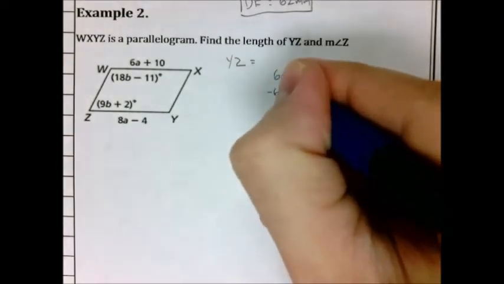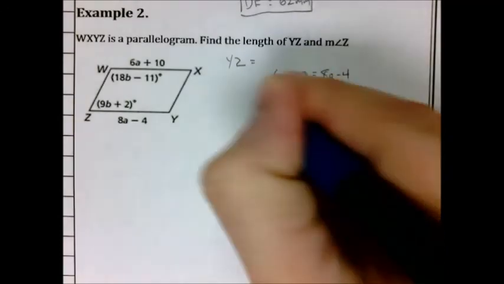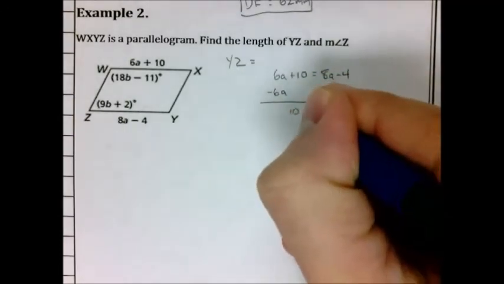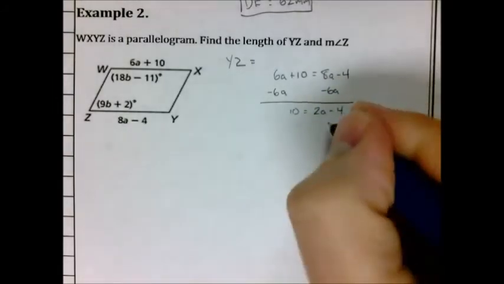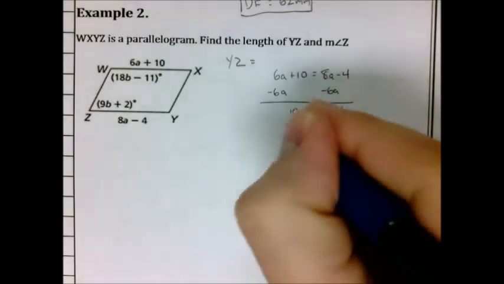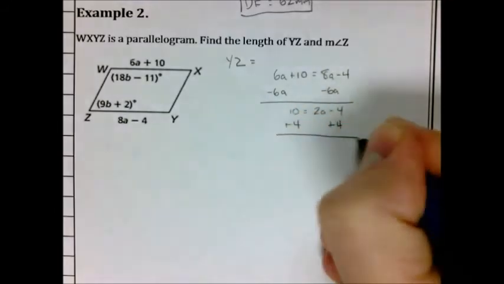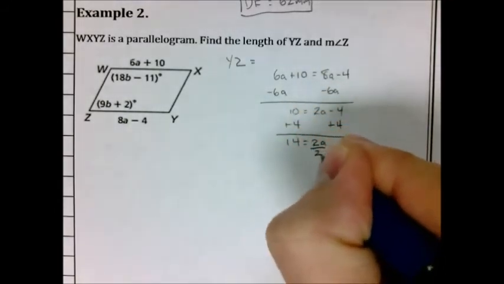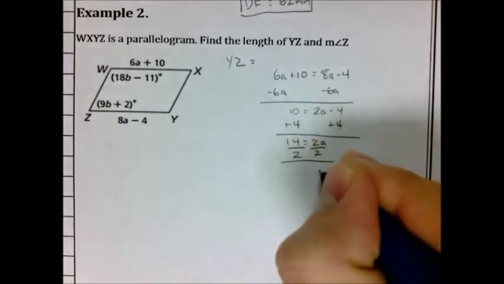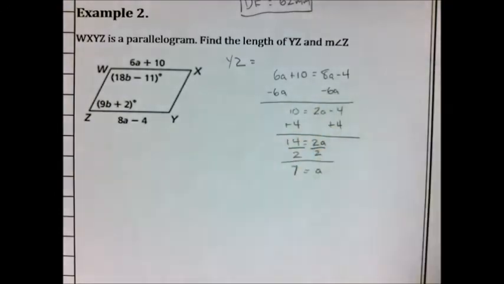So we're going to subtract 6A from both sides. We get 10 is equal to 2A minus 4. Solving for A here, so we're going to have to add 4 to both sides. And we get 14 is equal to 2A. And then divide by 2. And we see A must be equal to 7. Okay, that's not it. That just solved for A.